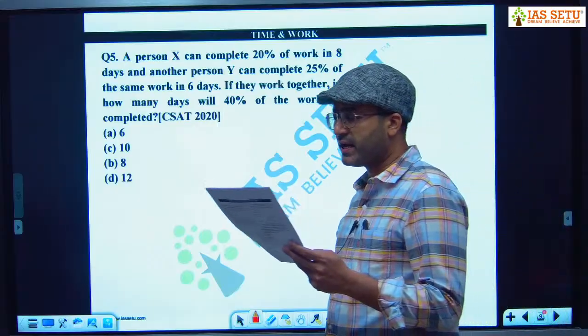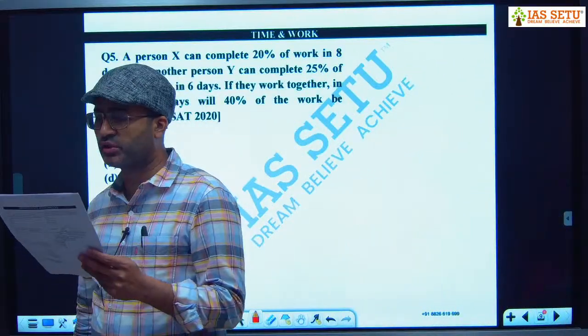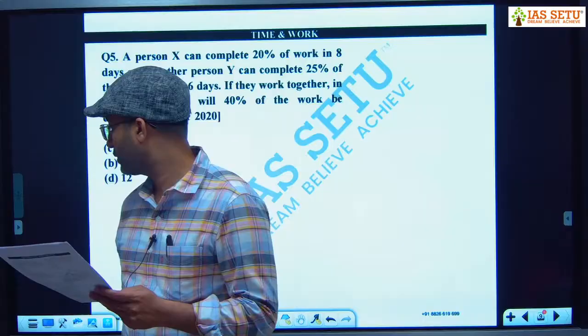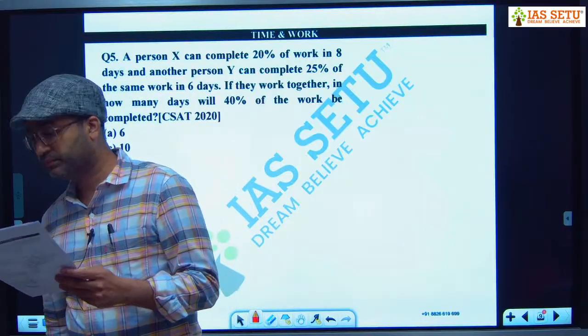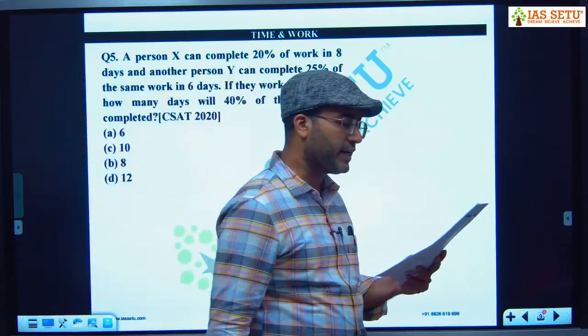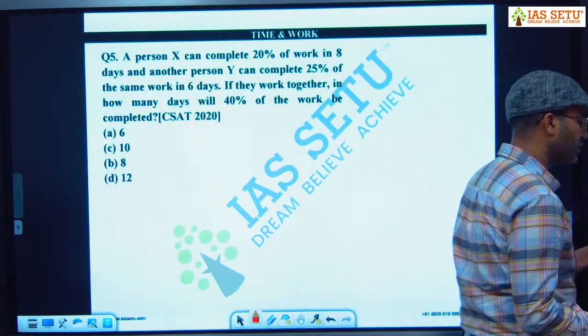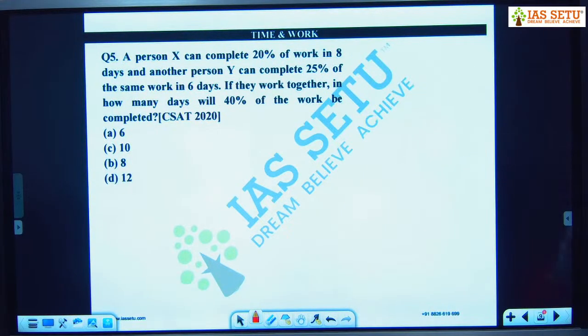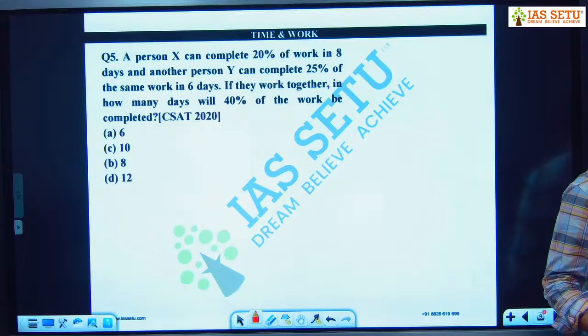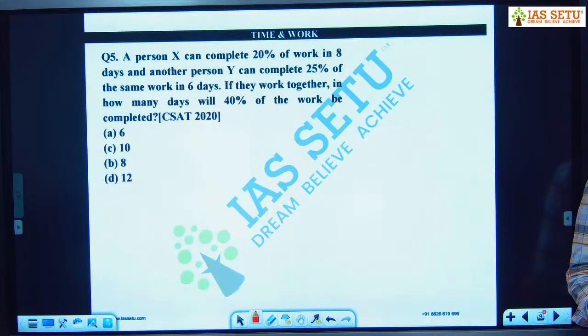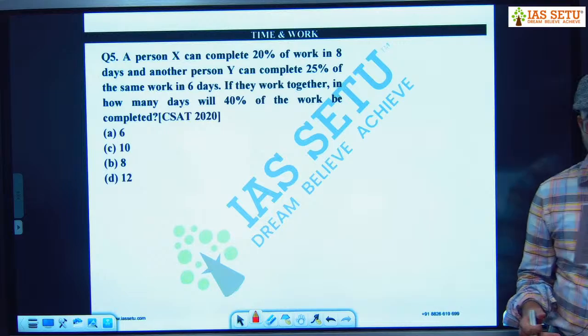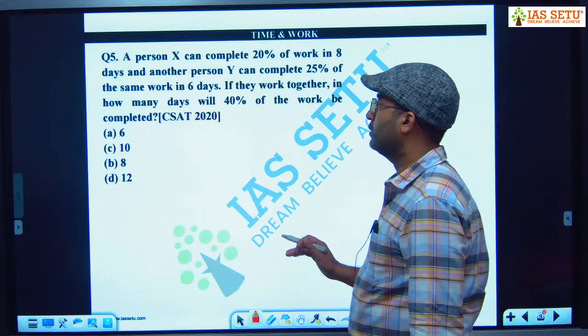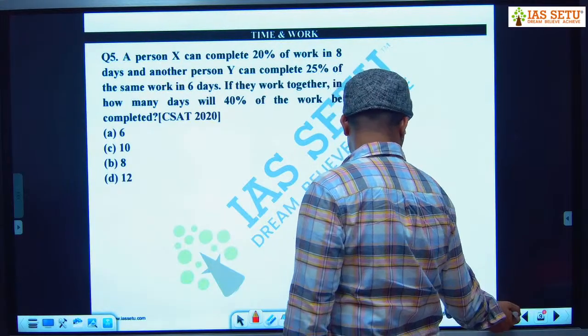A person X can complete 20% of the work in 8 days. Another person Y completes 25% of the same work in 6 days. If they work together, in how many days will 40% of the work be done? Okay, so I will tell you how to handle it.